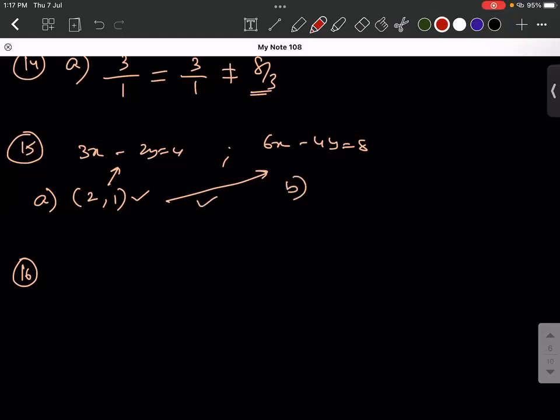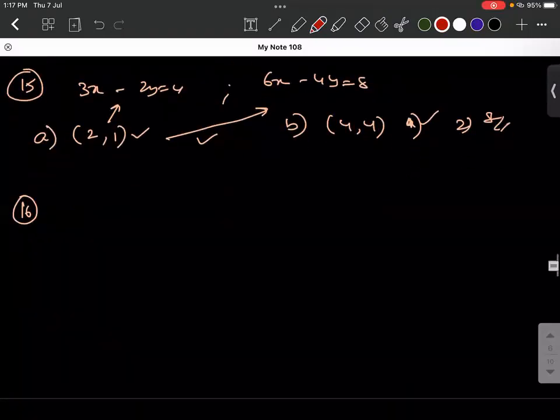What about B? 4, 4. 12 minus 8, 4. So A is the first equation, all of these, I think. Yes, it should satisfy. All of these is the right answer. So 16th one, how to do that?